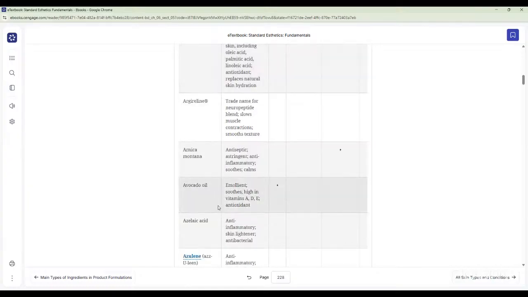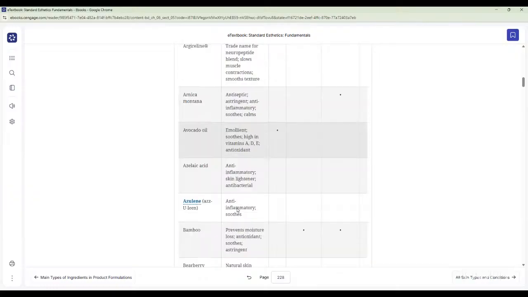Just looking at avocado oil, I'm going down a few: emollient, soothes, high in vitamins A, B, and E, antioxidant. This is great. The skin loves it. The hair loves it. And so having that cold pressed avocado oil is amazing. And it's used in many skincare products, as far as cosmetic products as well, for the hair.